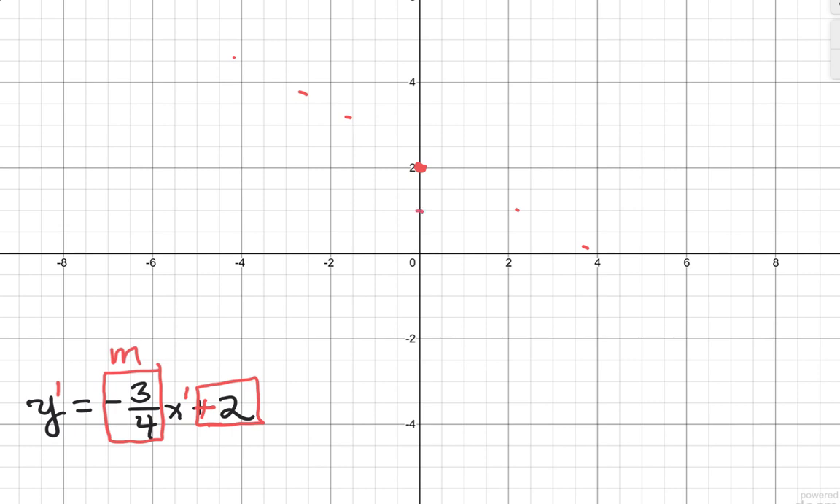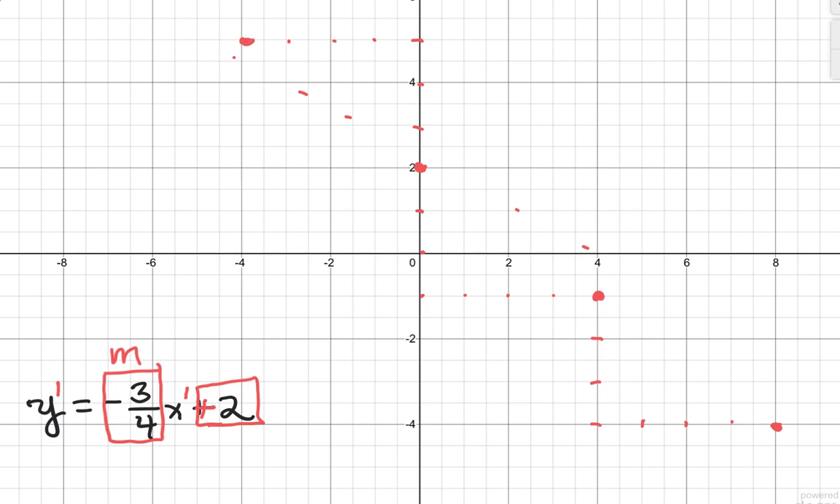I can count down 1, 2, 3, and then to the right, sorry, 1, 2, 3, 4. And here is a point on that line. Down 1, 2, 3, and over 1, 2, 3, 4. I also could go up 1, 2, 3, and over 1, 2, 3, 4, and still end up on that same line. But I want to show you something though.